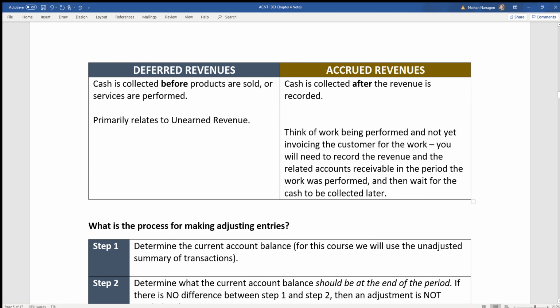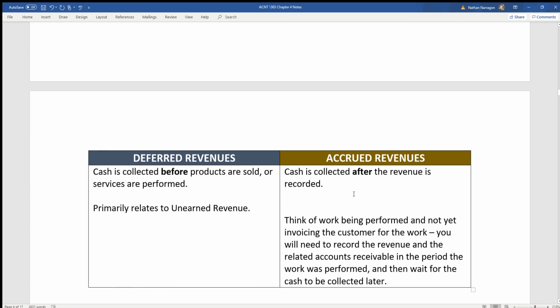Then you have deferred revenue and accrued revenues. Okay, deferred revenue, cash is collected before products are sold or services are performed, which basically, again, relates to unearned revenue. While accrued revenue is cash is collected after the revenue is recorded. So this is more accounts receivable. We've performed the job and we have yet to bill our client. So we expect to collect the money later.